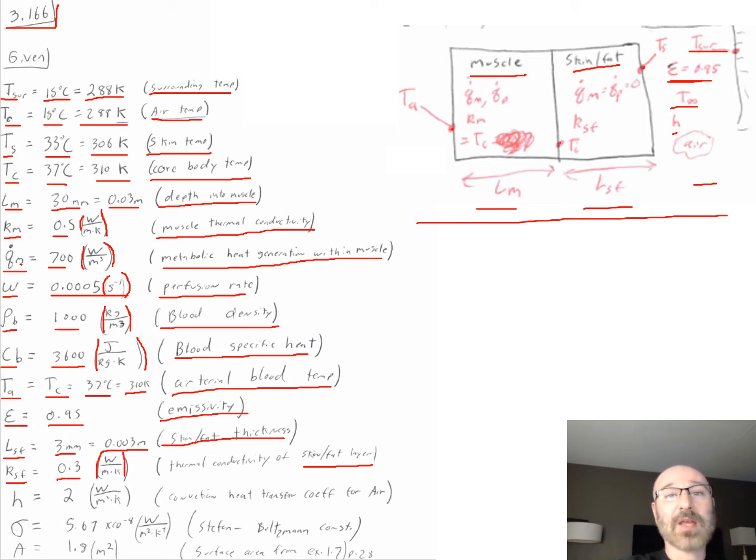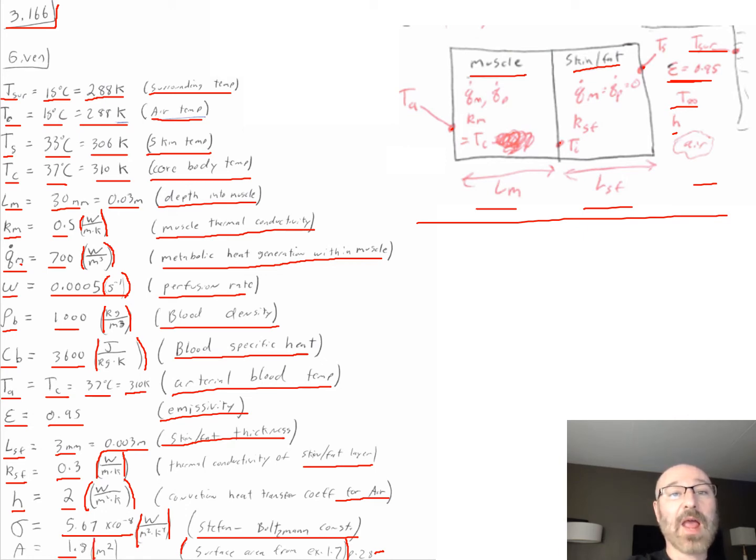Then I also have my convection heat transfer coefficient right here now for air. So I put that in. H is given to me as 2 watts per meter squared times Kelvin. Then I have my Stefan Boltzmann constant I'm going to need right here. So my sigma is equal to 5.67 times 10 to the -8 in units of watts per meter squared times Kelvin to the 4th. And then I have down here my surface area, and this is from example 1.7, which we can reference back in the textbook. I've also included it here in these slides on page 28. So our area from that problem, where we need to go back to example 1.7, is 1.8 units of meters squared.